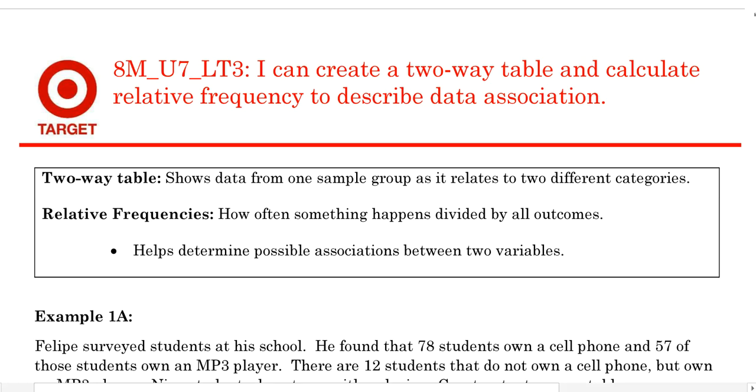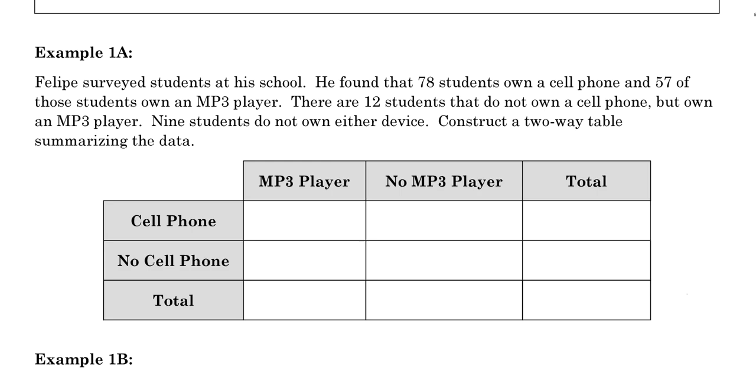So for example 1a, we are going to be looking at a group of students. Felipe surveyed students at his school. He found that 78 students own a cell phone and 57 of those students own an MP3 player. There are 12 students that do not own a cell phone but own an MP3 player. 9 students do not own either device. Construct a two-way table summarizing the data.